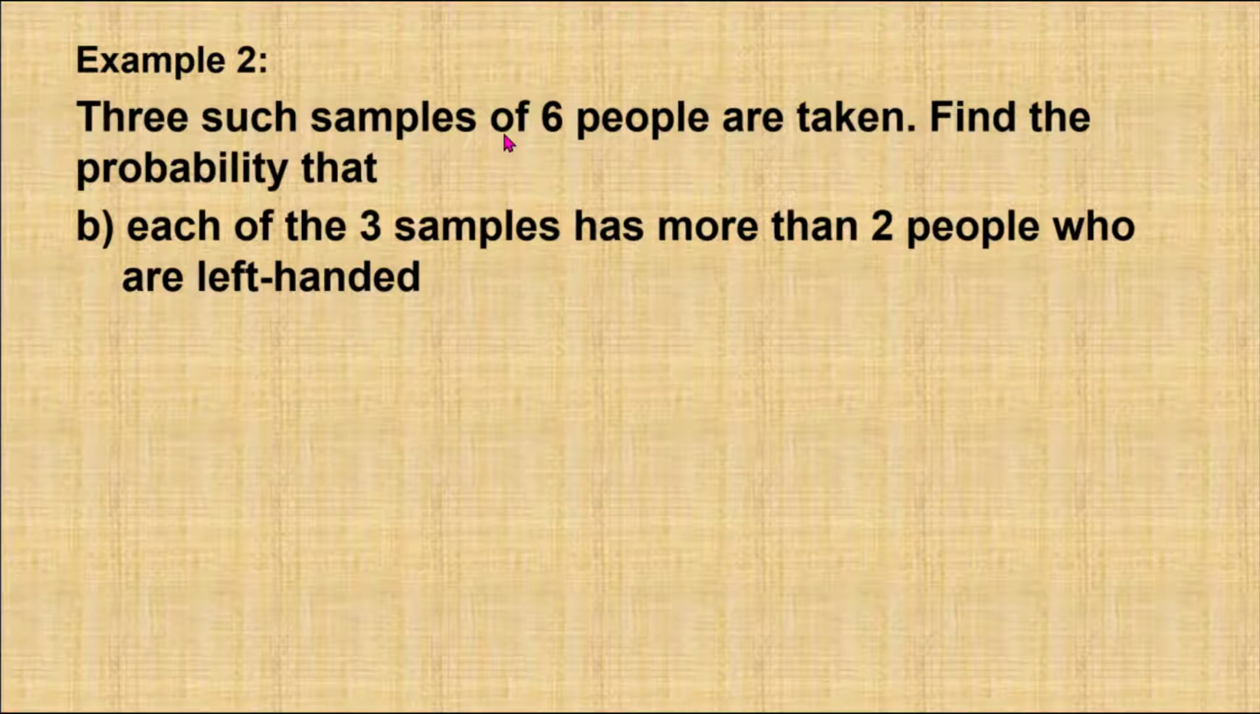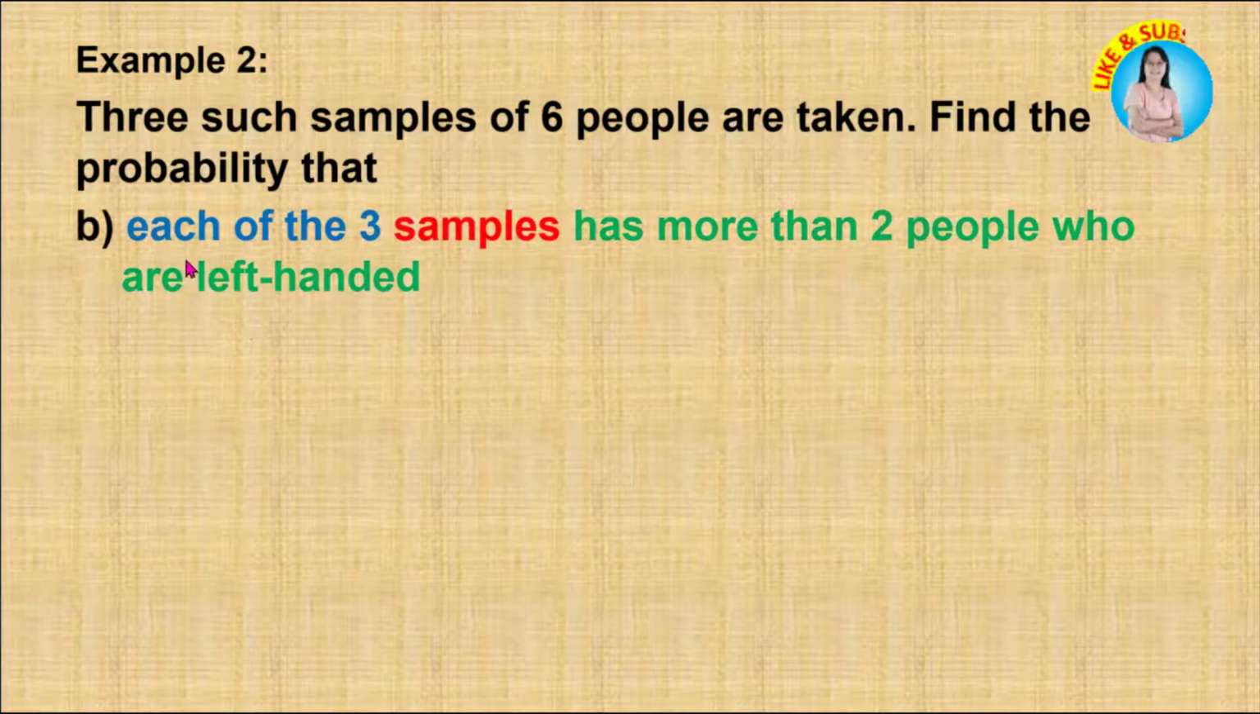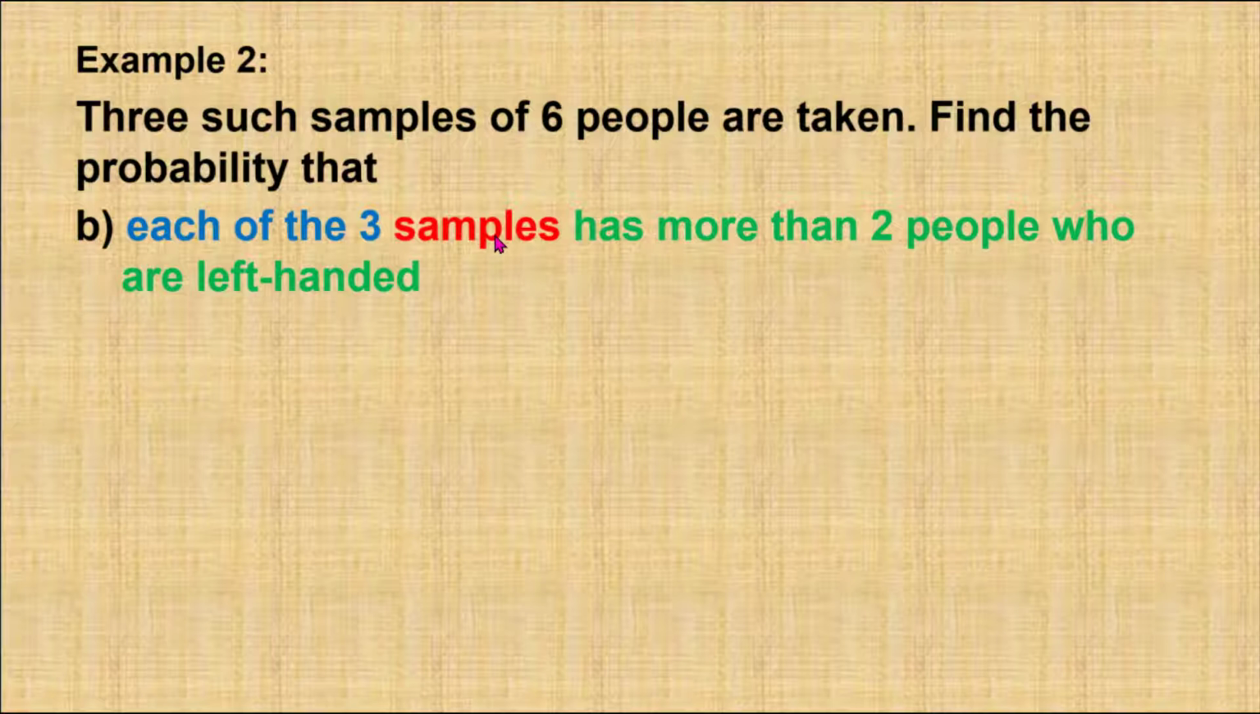We continue to the second part of this question. 3 such samples of 6 people are taken. Find the probability that each of the 3 samples has more than 2 people who are left-handed. In this question, we are going to find the probability that each of the 3 samples has this property. Now, the sample is the observation, which is different from the variable X, where the observation is people. So we should create another variable by using a different letter.